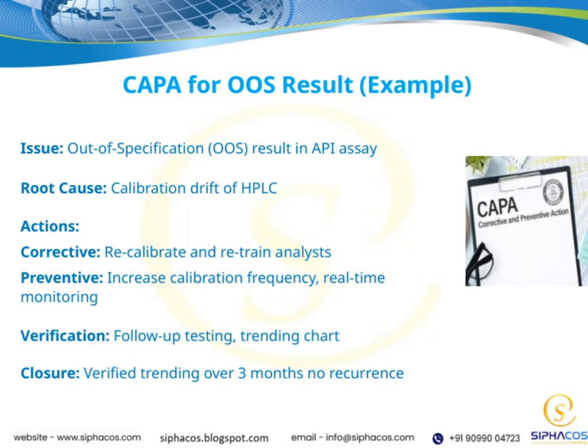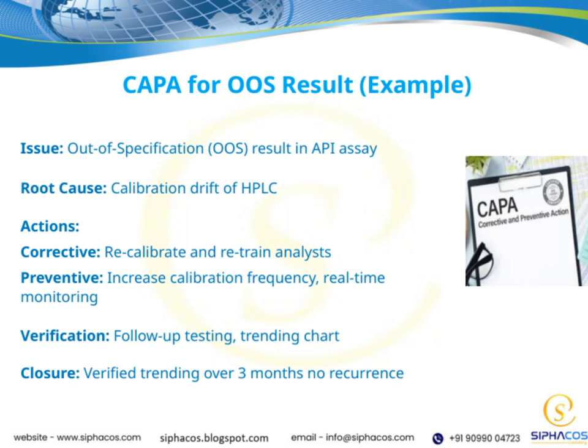Now, digging into the root cause, we identified that the problem stemmed from calibration drift of the HPLC instrument. Over time, the calibration can shift, leading to inaccurate assay results. Recognizing this root cause is crucial because it guides our corrective actions. For corrective actions, we recalibrated the HPLC and ensured that analysts were retrained on proper calibration procedures. This step is essential to immediately address the issue and prevent recurrence from the same source.